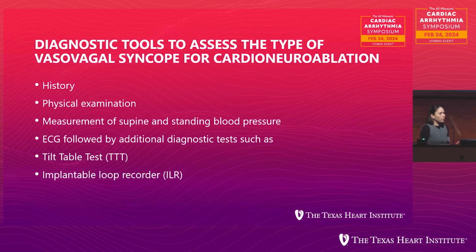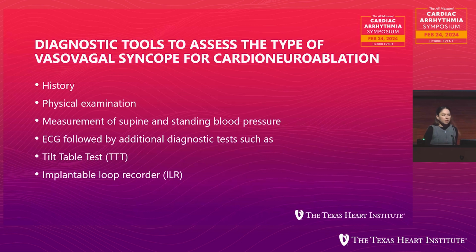So you get a patient with syncope. Obviously, you want to get a good history of how that syncope happened. Again, did they have prodromal symptoms? You get a sense of how that syncope sounds. Is it arrhythmic? What happened? You want to do, of course, your physical examination. You want to check your blood pressure, supine and standing.